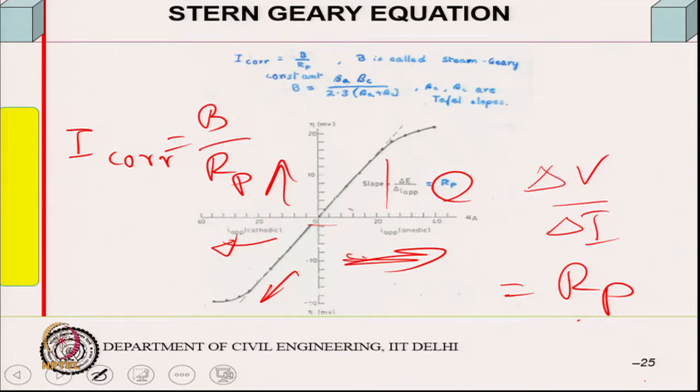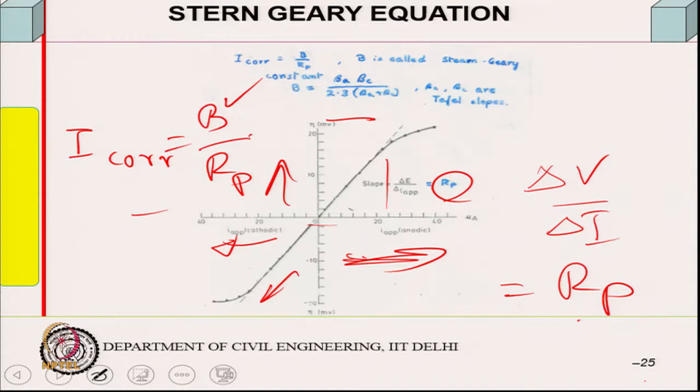So, what is B? B is called the Stern-Geary constant, after the people who gave this, and it can be found out. It depends upon various factors, and these are related to something called Tafel's constant. Again, I am not going into this. So, Stern-Geary's equation is I corr equals B over Rp, and B is given as beta A beta C divided by 2.3 times beta A plus beta C. These beta A and beta C are called the anodic and cathodic Tafel constants.